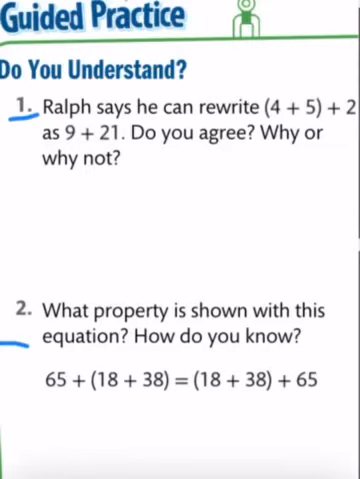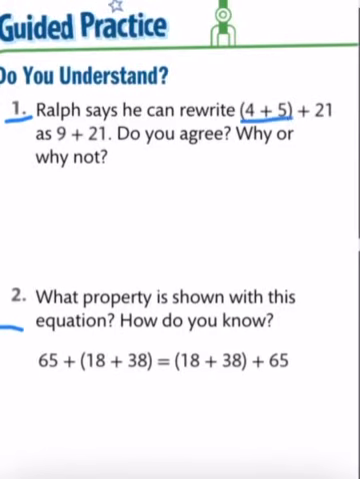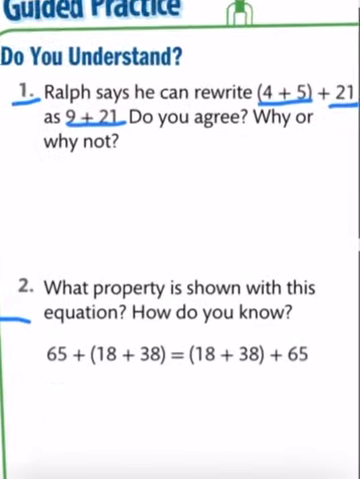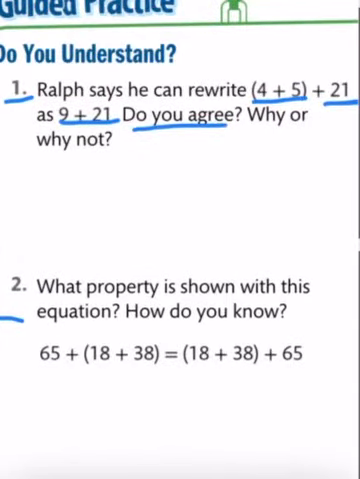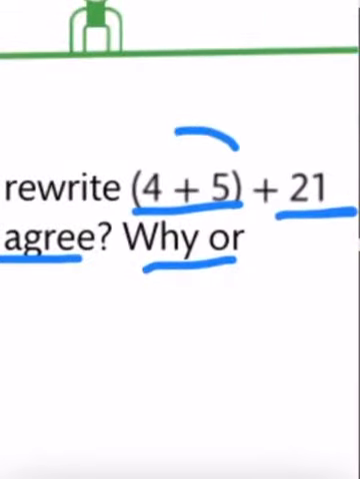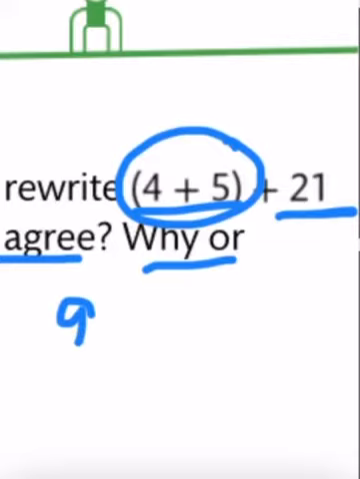Ralph says he can rewrite 4 plus 5 plus 21 as 9 plus 21. Do you agree? Okay, why or why not? Well, one thing we learned on the last page was that when we see parentheses, that tells us we do that thing first. 4 plus 5 equals 9. Okay, so we did that first. Now we can add 21.